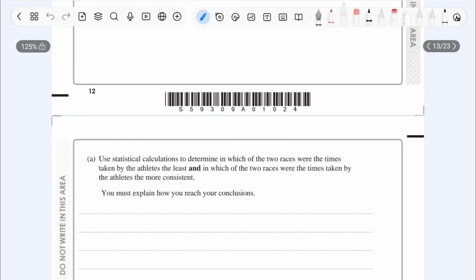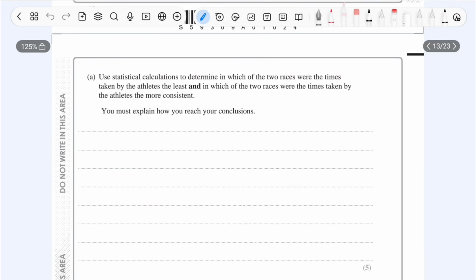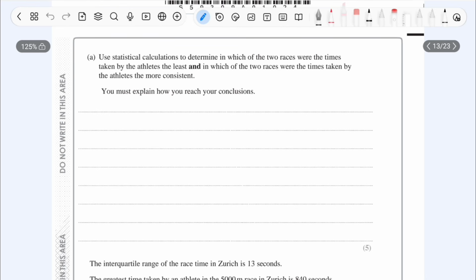So, part A asks us to use statistical calculations to determine in which of the 2 races the times taken by the athletes were the least, and in which of the 2 races the times taken by the athletes were more consistent. You must explain how you reach your conclusions. Okay, looking at the first thing, the marks. The number of marks is 5. So we're going to have to make 5 important parts, not 5 points necessarily.